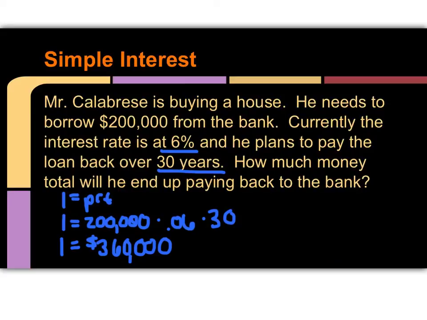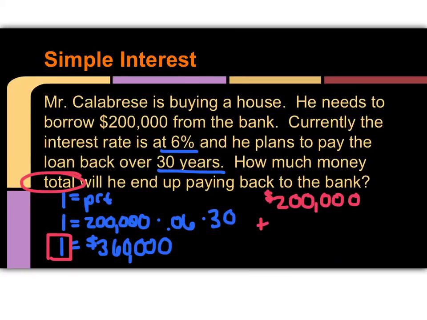$360,000. But that's just the interest. We want to know the total. So I have to take the $200,000 house and add the interest.